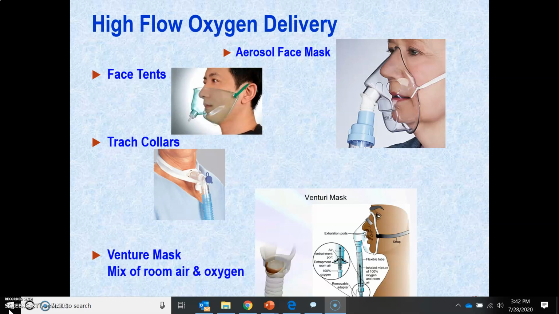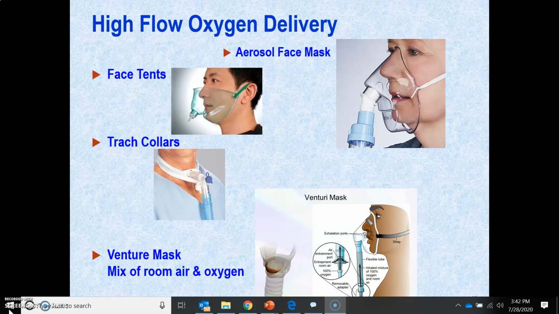Okay, a face tent, you'll see this oftentimes post-operatively with oral facial surgeries. Very, very high rates of oxygen here, like 40, 50 liters at a time sometimes. You should have humidification going to that.